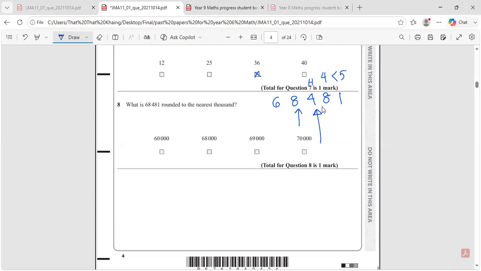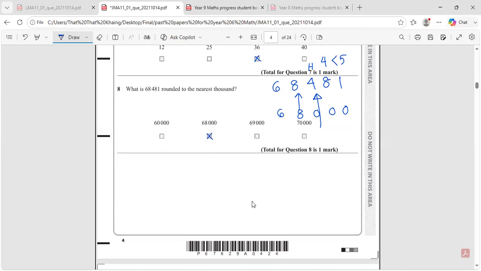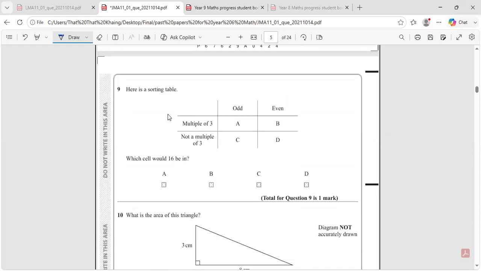But the rest of the numbers will be replaced with 0. So we write down 6 and 8, and the rest become 0. So 68,000. Where is 68,000? Second option, nearest 1,000.